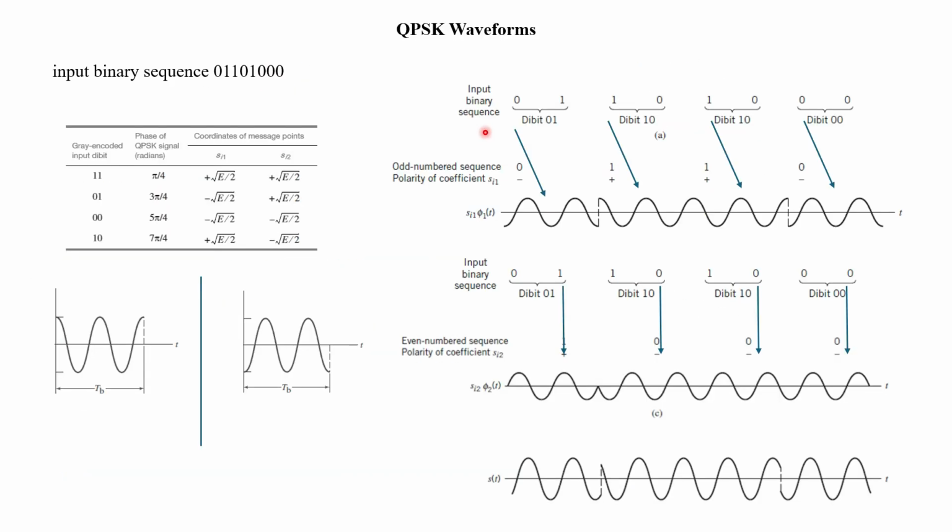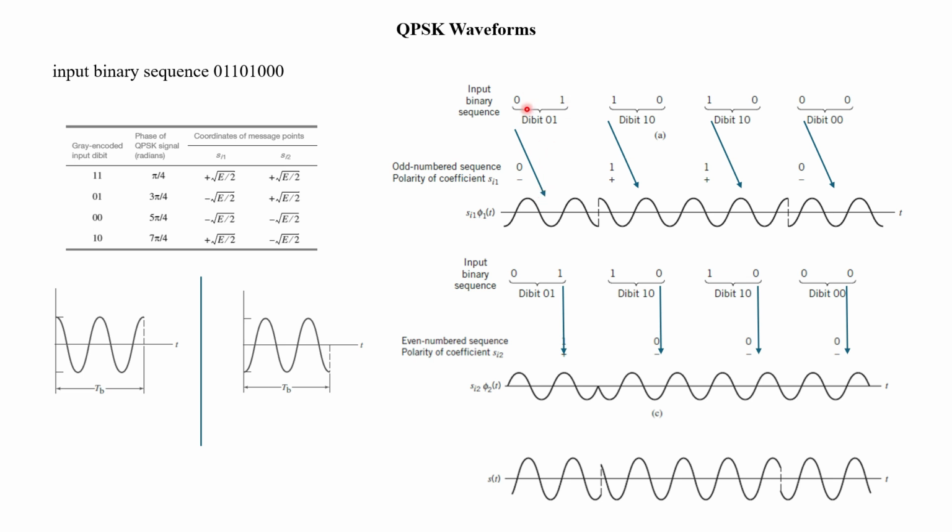Therefore, let us consider the input binary sequence 0 1 1 0 1 0 0 0. Since QPSK is using dibit configuration, let us group the binary stream into dibits, that is the first dibit, second dibit, third dibit and fourth dibit. Out of these dibits, you separate the odd bit and even bit. Always the first one is the odd bit, the second one is the even bit.